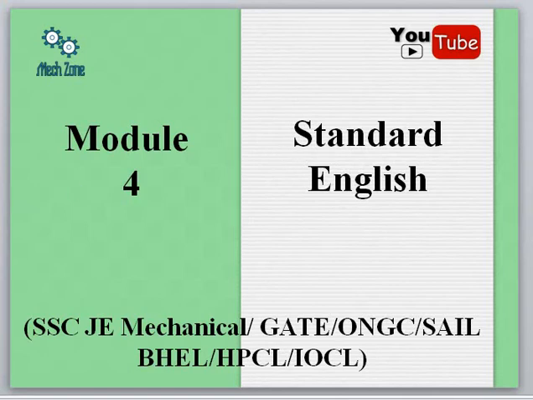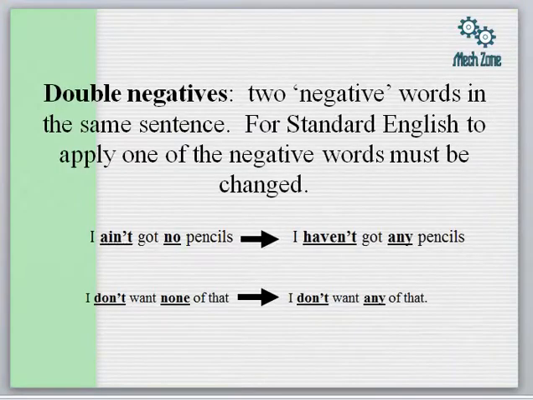We welcome you to the fourth module of English, and in this module we shall be studying some aspects of standard English. So let's get started. We'll be learning more about double negatives, that is, when two negative words are used in the same sentence, then according to the rules of standard English, we will select only one of them and the other word will be changed. So first of all, what are negative words?